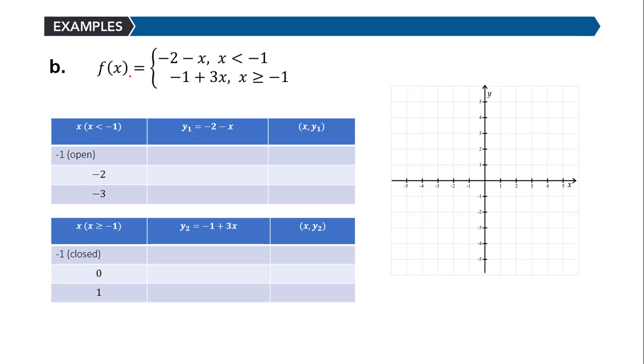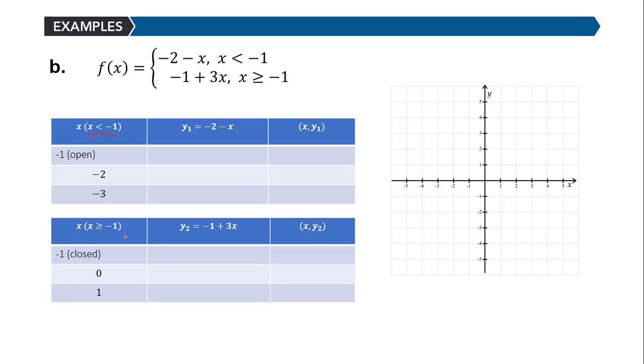Another example is f of x equals, and then in this bracket, negative 2 minus x, for x is less than negative 1, and negative 1 plus 3x, for x is greater than or equal to negative 1. So again, if I'm graphing this by myself, by hand, I would make two tables. I would label my headers x, but I would state the restriction that x has to be strictly less than negative 1. And then I would state what y is equal to. So the first y value is negative 2 minus x.